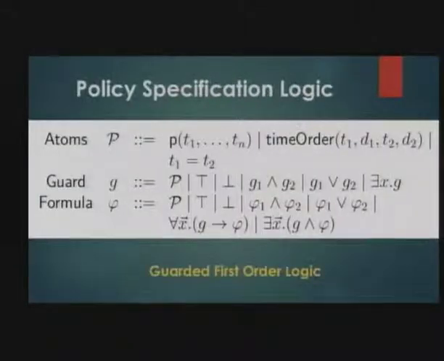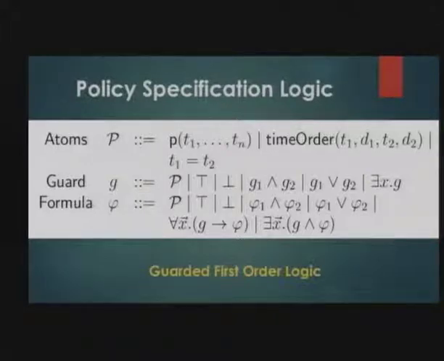Our policy specification logic looks like this. I know this is scary, but I'll run through each of them. The first is what we call atoms, and the next part is guard. These are building blocks. The main policy specification is on the formula part. That's how you represent policies. The first two are building blocks that are necessary for this one.